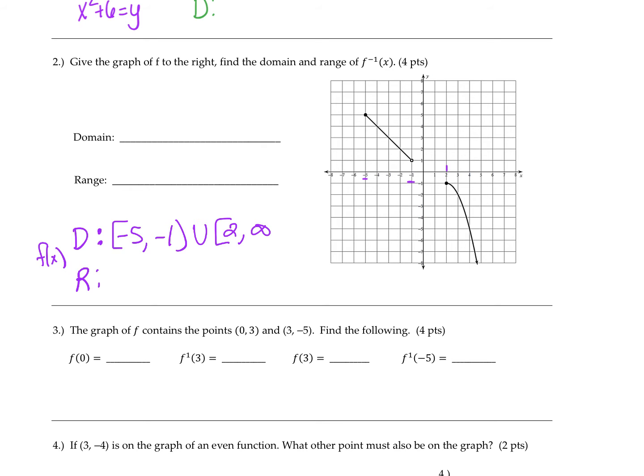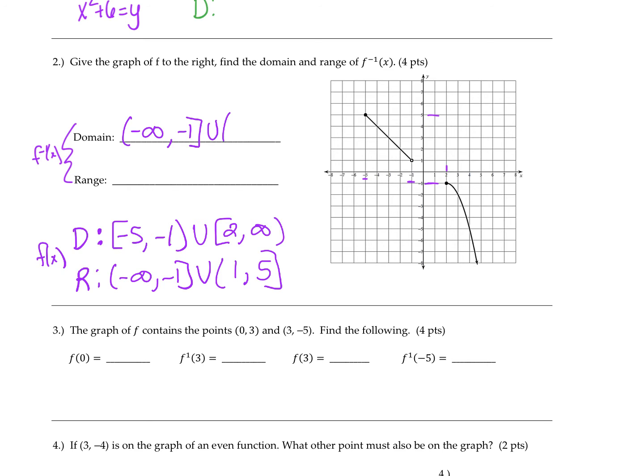Square bracket on 2, round bracket on infinity. To do the range, it's pointing down, so -infinity to -1. Square bracket, union, starting at 1 with an open circle, so a round bracket, to 5 with a square bracket. So now these are representing the domain and range of the original function. So I'm just going to switch my domain and range. So the domain of the inverse would be the same as the range. And the range of my inverse would be the same as the domain of the original function.